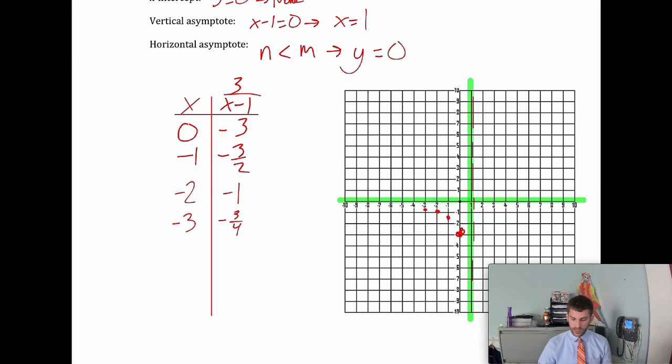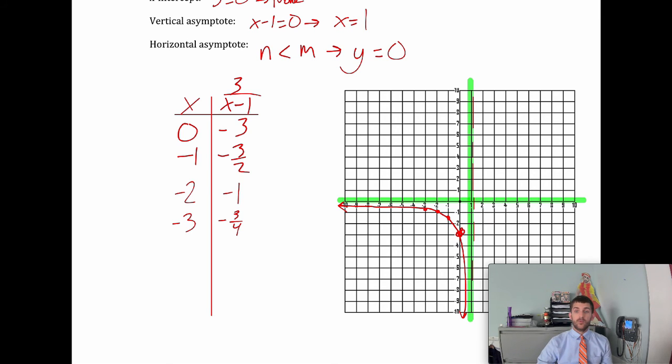Now we're starting to get enough of a graph that we can start connecting the dots. And remember, this curve is going to get incredibly close to each asymptote. As it goes further and further to the left, it's getting closer and closer to that horizontal asymptote. As it goes further and further to the right, it's going to get closer and closer to this vertical asymptote.